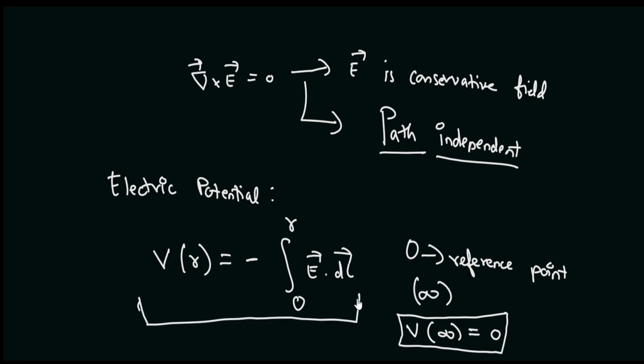Therefore, this is the definition of electric potential, which is the negative line integral of the electric field from some standard reference point O to the point r, where r is the distance between the source charge and the point where we want to calculate the electric field.